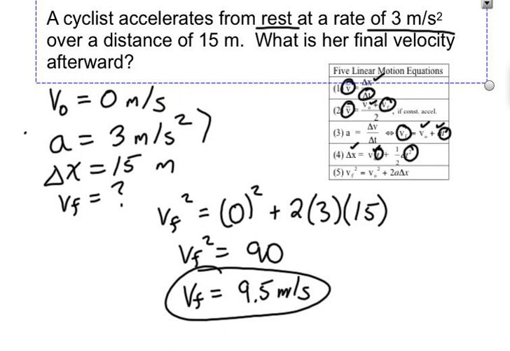If I want to double check this, I can go back to this equation and double check it. So 9.5 squared, does that equal 0 squared plus 2 times 3 times 15? 9.5 squared comes up to 90. This checks out if I do all the math out. You can also check it with the other equations. They all should be consistent with each other. Like you could solve and find time and do all of that stuff if you really so desired.